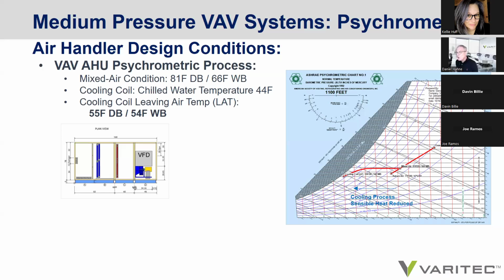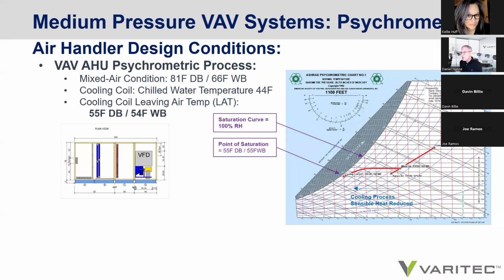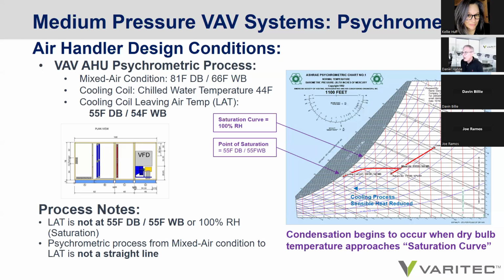We're actually cooling the air from the mixed air condition, and we are going to approach the saturation curve on the psychrometric chart to provide the proper dehumidification that we hope to achieve. So condensation begins to occur on the chart, as can be seen, as that line begins to approach the leaving air condition. Now you'll notice that that is not a straight line to the saturation curve when there's dehumidification.